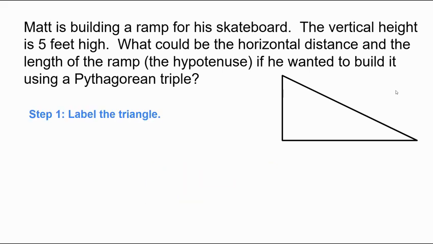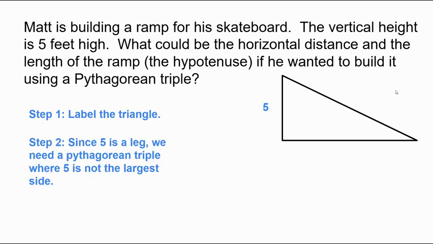And so I have a right triangle for his ramp, for his skateboard, and we know that the vertical height is 5 feet. So let's go ahead and label the vertical side of this triangle as 5. Now, since the 5 is a leg of the triangle, meaning it's not the hypotenuse, we need a Pythagorean triple where 5 is not the largest side, because you remember the hypotenuse is the largest side of the right triangle.